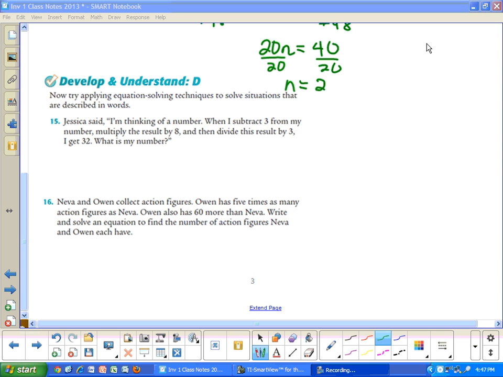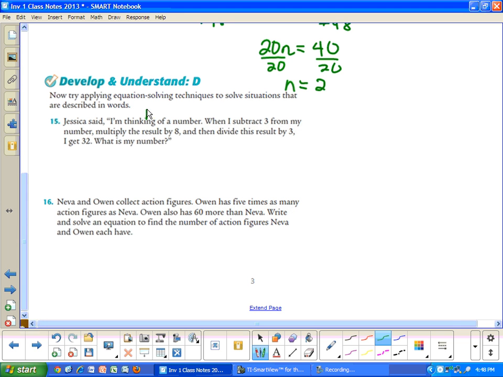So here's the first problem. Jessica said, I'm thinking of a number. When I subtract 3 from my number, multiply the result by 8, and then divide this result by 3, I get 32. What is my number? Well, some of you probably know that you could just start with a result and work backwards if you know the inverse operations to work backwards. I think it would be easier if we write an equation to represent that, because that's not too hard.